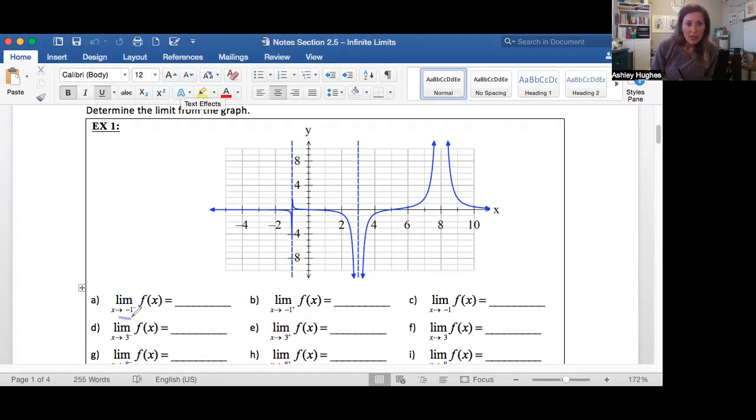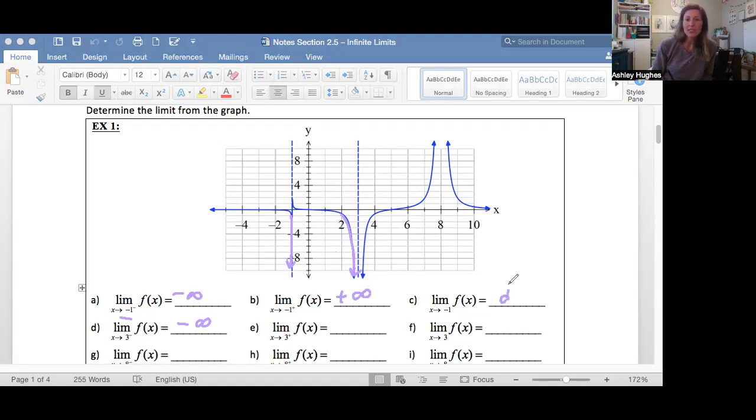So -1, but from the left, we're on A. So here's -1, here's the left of -1, it's going down to negative infinity. 3 from the left, that's negative. So 3 is over here, and we're going to be on the left side of 3, so this side is going down to negative infinity. B, -1 from the right, is going up to positive infinity.